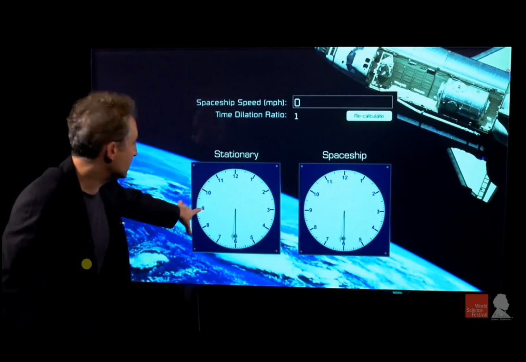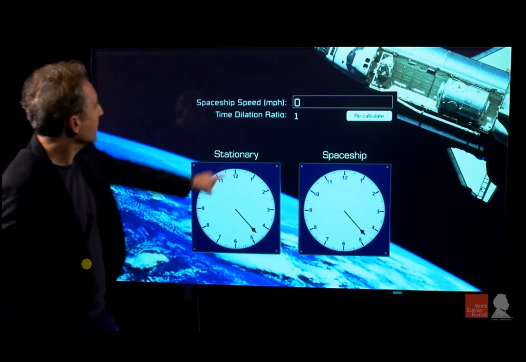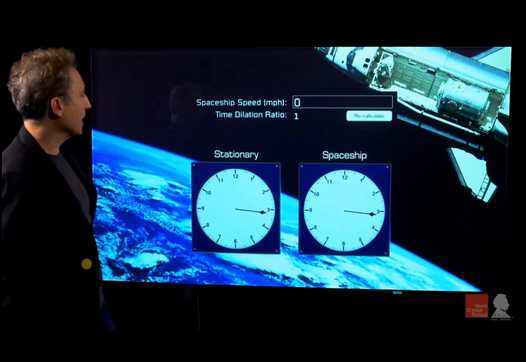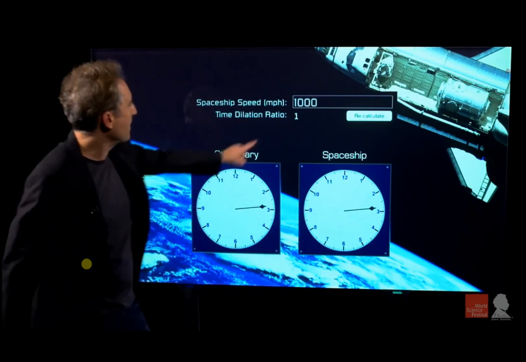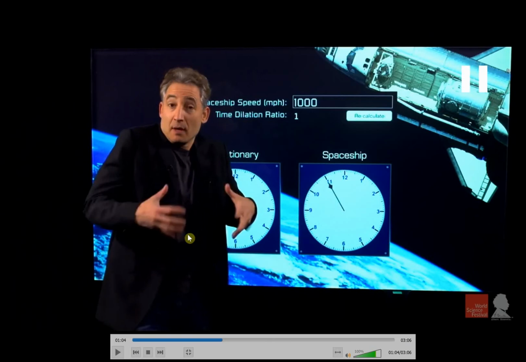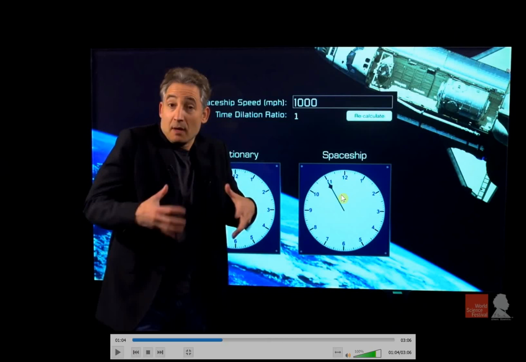So here is a stationary clock with us on Earth. Here's a clock on a spaceship. Now, if the ship is not moving, the two clocks tick off time at exactly the same rate. But now, let's give that spaceship some velocity, 1,000 miles per hour. So, which one is moving? The spaceship. This would be T0. This would be T. And he's written this software so that this will calculate T0. At 1,000 miles per hour, though, reasonably.